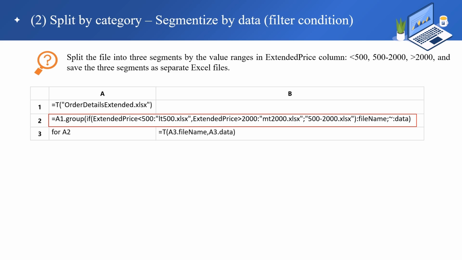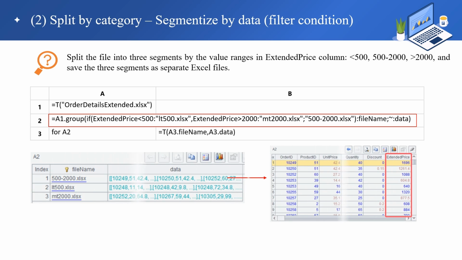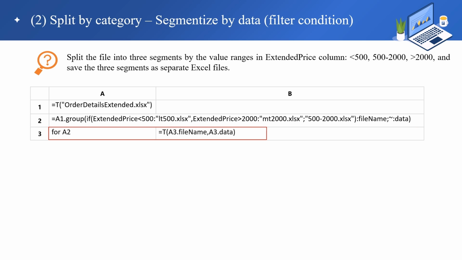Put the data whose extended price values are less than 500 into a group and name it LT500.xlsx. Put the data whose extended price values are greater than 2000 into a group and name it MT2000.xlsx, and put the remaining data into a group and name it 500-2000.xlsx. Here the group function returns a multilayer table sequence, where the file name is the group name, and data is the group data. For example, by clicking on the data of the first group, it can be seen that the extended price values in this group are all between 500 and 2000. Then loop through A2 and write each group of data to a file named with the corresponding group name.